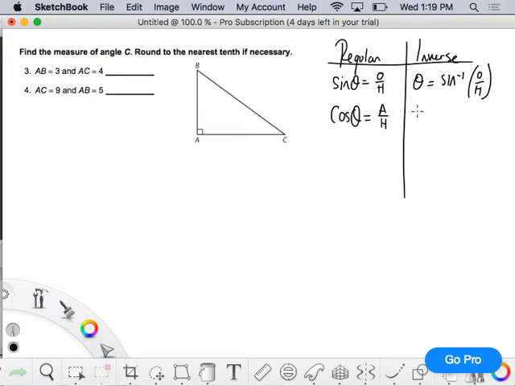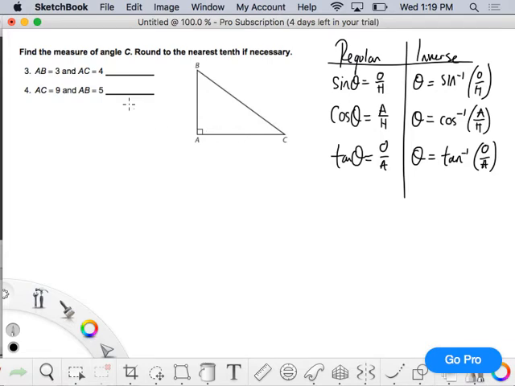Adjacent over hypotenuse. So theta equals inverse cosine of adjacent over hypotenuse. We'll go over that in just a second. Tangent of theta is opposite over adjacent. Inverse trig says that theta equals inverse tangent of opposite over adjacent. You guys see the pattern? You understand here? Okay.